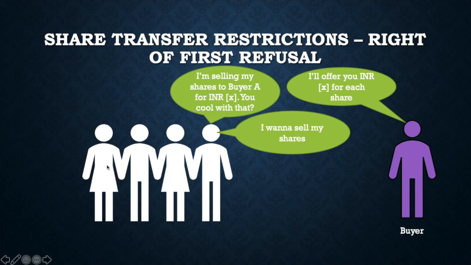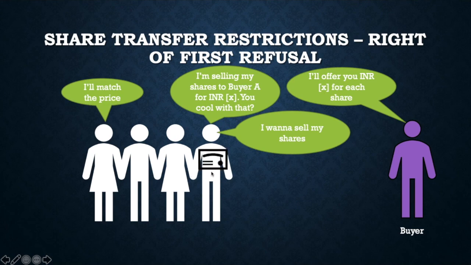And the promoter says, if the promoter chooses to agree to this, the promoter says, I will match the price, in which case the shares that the investor has go to the promoter, right? In this case, of course, the promoter has said, yes, I will match the price, I will buy the shares from you. What if the promoter had said, no, the price is too high?